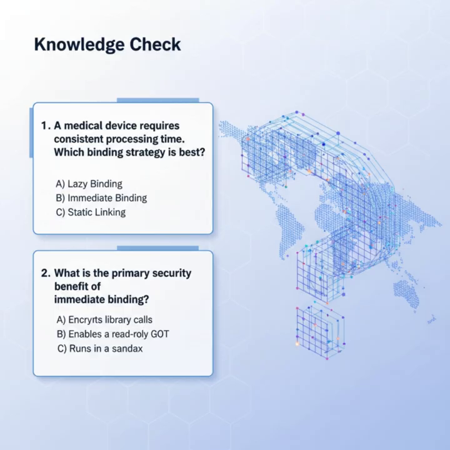Second, what is the primary security benefit of using immediate binding? A. It encrypts library calls. B. It enables the global offset table to be made read-only. Or C. It runs the application in a sandbox. The answer is B. It's a prerequisite for full RELRO, which protects the GOT.